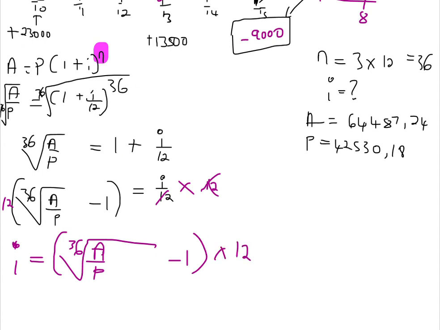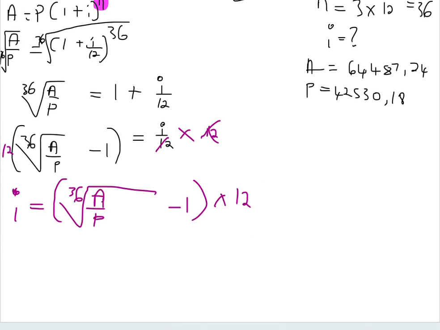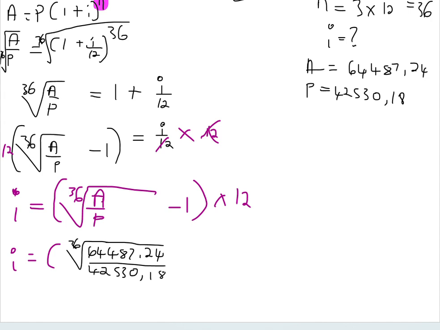So let's plug in the values which we have to get the final answer. So i is equal to the 36th root of 64,487.24 divided by the value of P, which is 42,530.18, and we subtract 1 from it, and then everything is multiplied by 12.